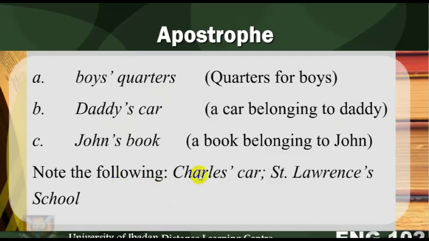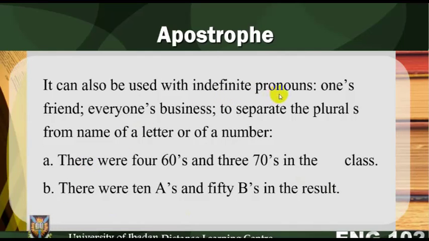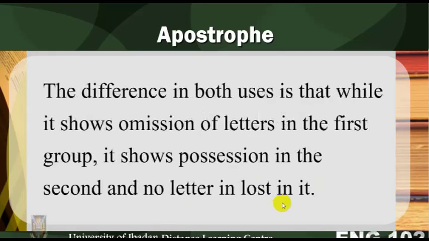Note the following: Charles's car, St. Lawrence's school. It can also be used with indefinite pronouns, one's friend, everyone's business, to separate the plural s from the name of a letter or of a number. A. There were 4 60s and 3 70s in the class. B. There were 10 A's and 50 B's in the result. The difference in both uses is that while it shows omission of letters in the first group, it shows possession in the second, and no letter is lost in it.